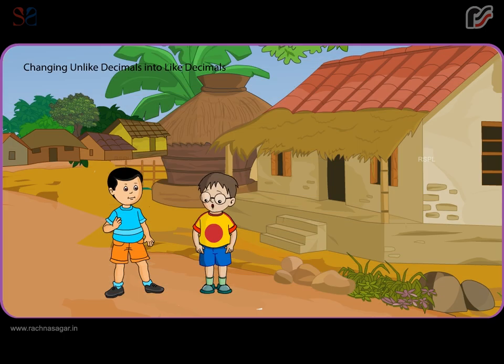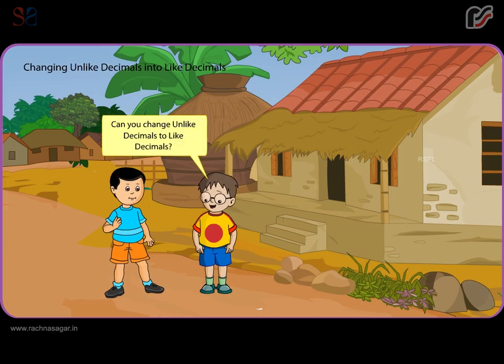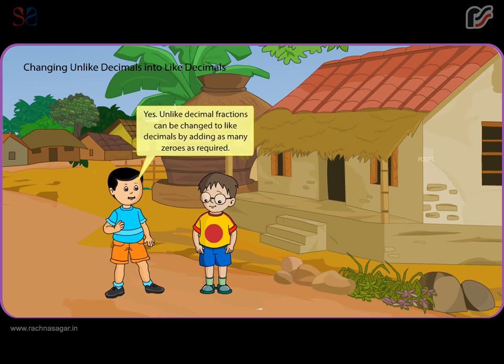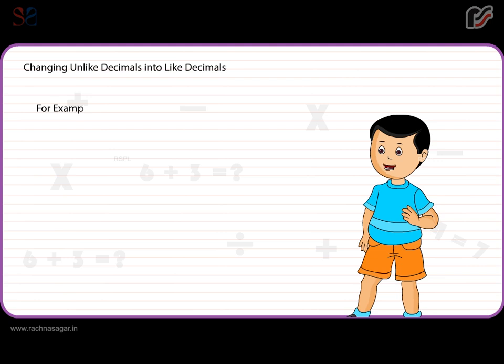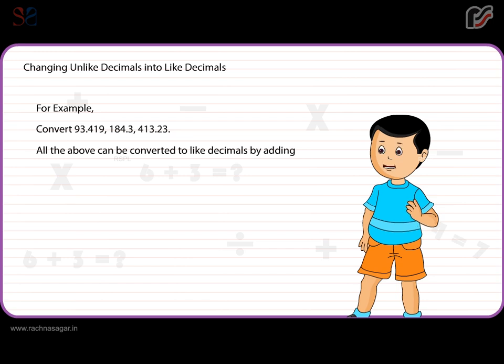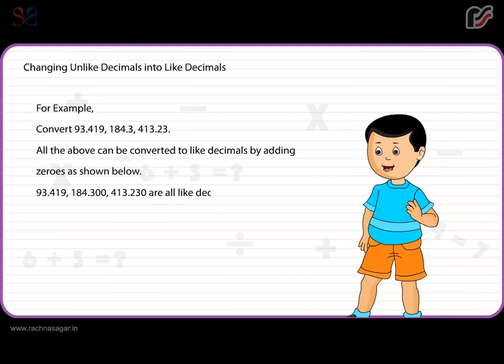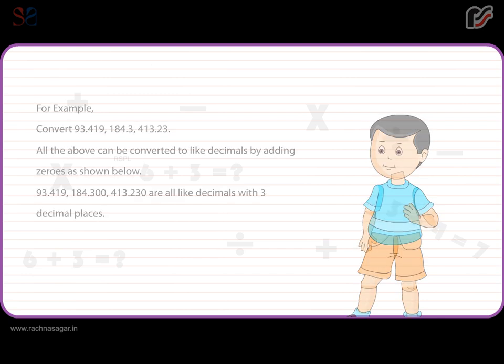Changing unlike decimals into like decimals. Can you change unlike decimals to like decimals? Yes, unlike decimal fractions can be changed to like decimals by adding as many zeros as required. For example, convert 93.419, 184.3, 413.23. All the above can be converted to like decimals by adding zeros as shown below: 93.419, 184.300, 413.230 are all like decimals with 3 decimal places.